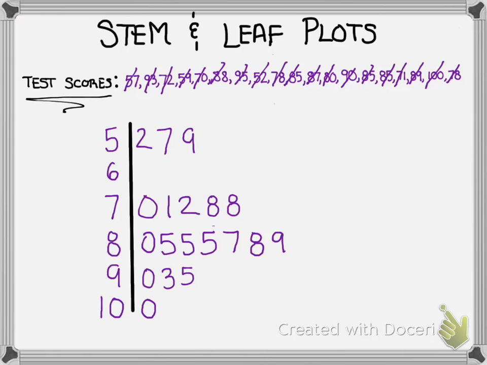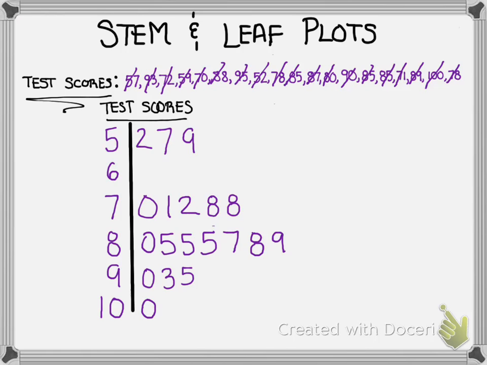Now I'm just about done my stem and leaf plot. The only thing I need is a title and a key. So on the top here, I'm just going to put a title, and I already kind of labeled my data set, but I'll label my stem and leaf plot too. So I'm going to label it Test Scores. And I'm going to write a key.